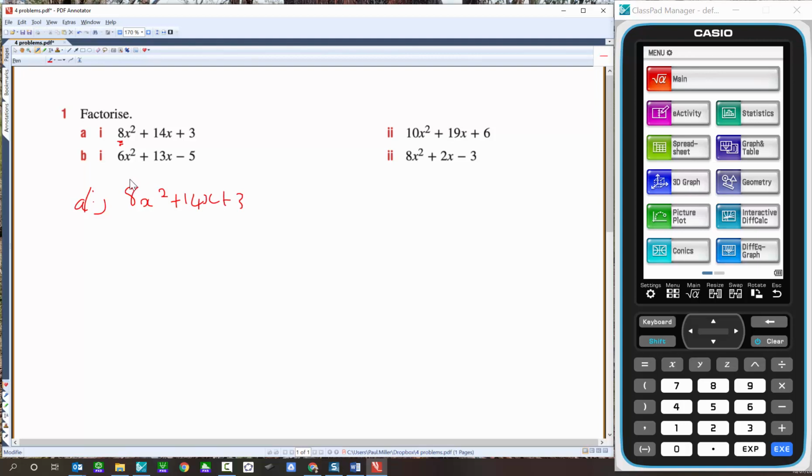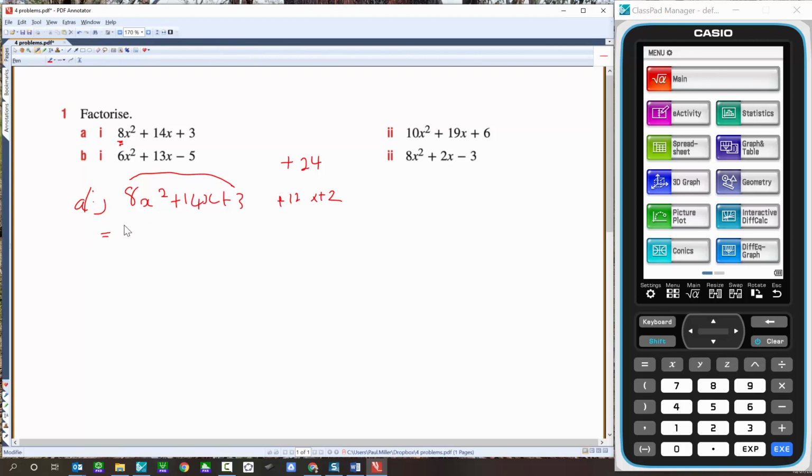Now remember to grab the target number. What I've got to do is multiply the a by the c. So that a value and that c value. So our target number is positive 24. Alright, so what we do is we basically think about how we can split up 24 using addition to make 14x. And the two numbers need to multiply together to make the 24. So my guess is 12 times 2 equals positive 24. And that will be a positive, and that will be a positive to make the 14x.